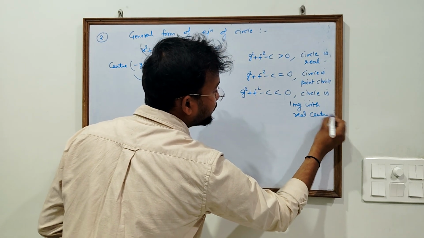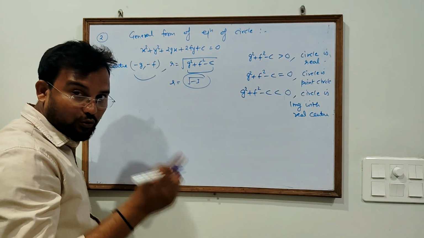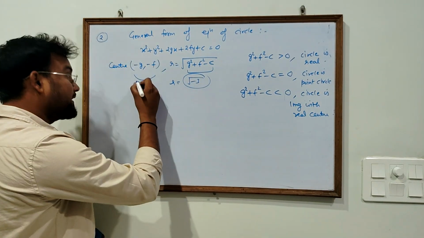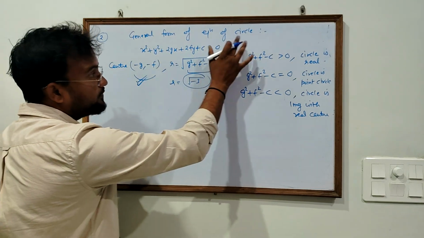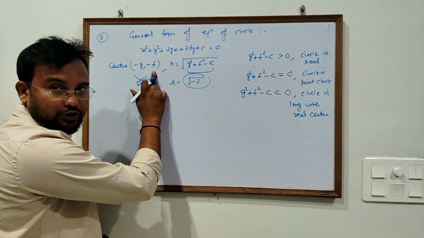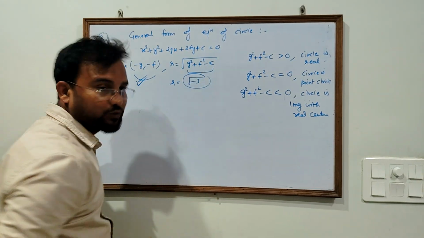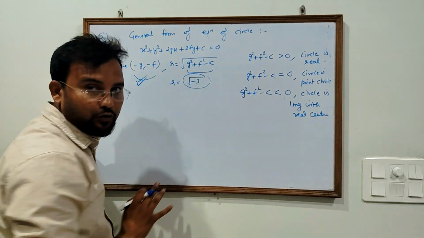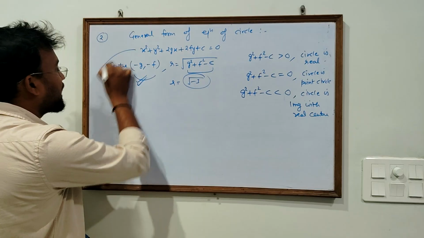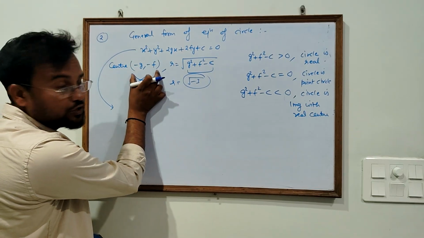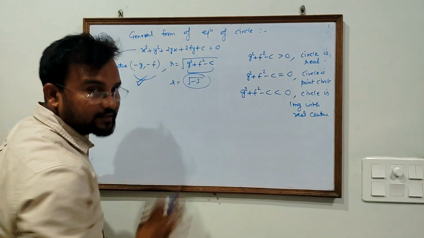Bachcho, whenever I talk about the imaginary circle, that means I don't know the radius, but the center is always defined there, okay? So when the general form is given, the center is minus g comma minus f and the radius is the root of g square plus f square minus c, okay? Let's come to the conclusion or proof, like how can you say the center is minus g comma minus f and the radius is this.